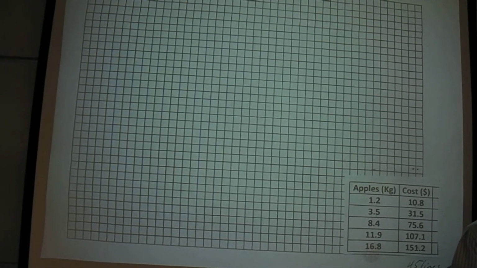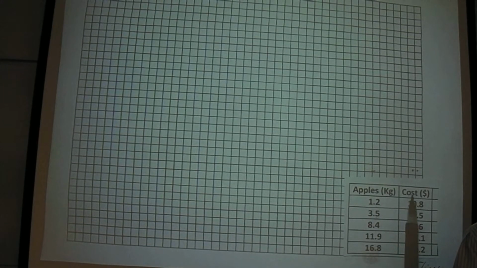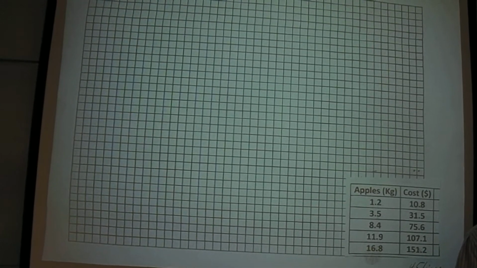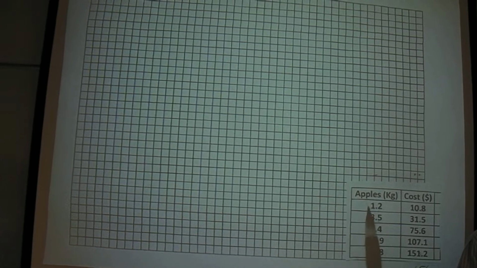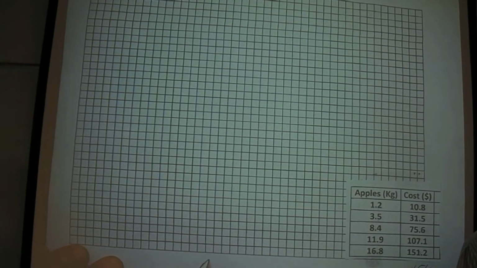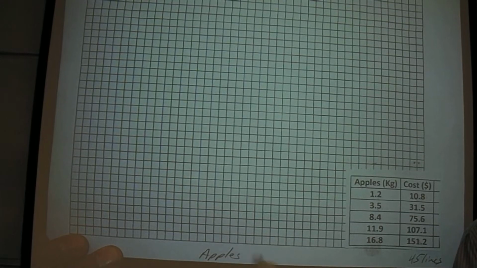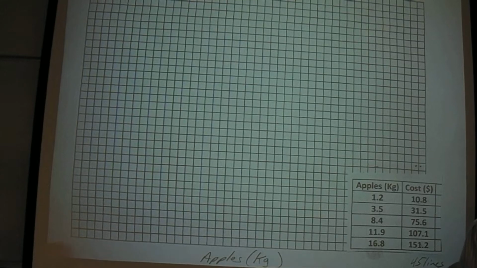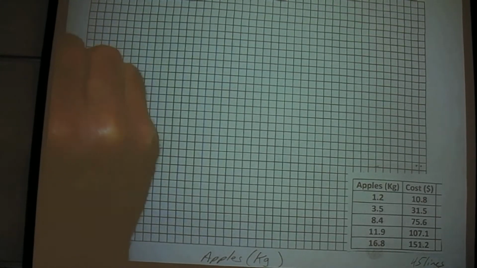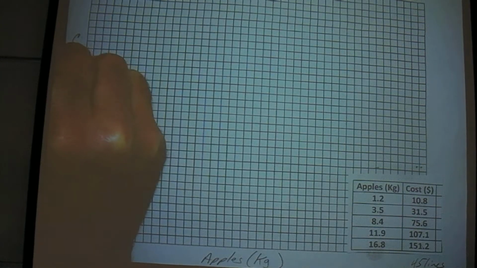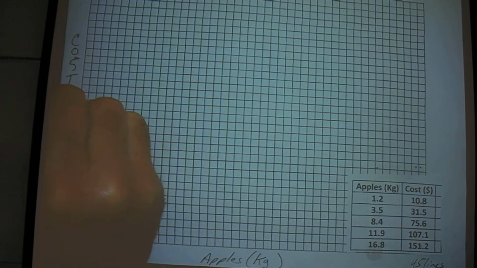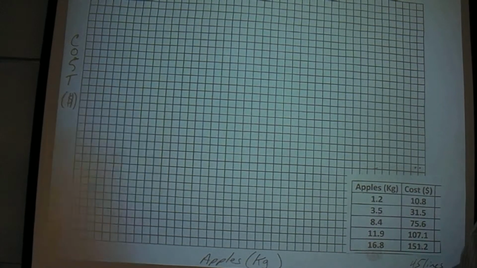There are times where it doesn't matter, like if this were length and this were length, it would be appropriate to put either one on either side. But for this particular graphing exercise, we'll stick with the standard. Apples on the horizontal, so I'll write apples. And in parentheses, I always want to put what it's measured in, in this case kilograms. And then on the vertical, I have cost. And the cost is in dollars.